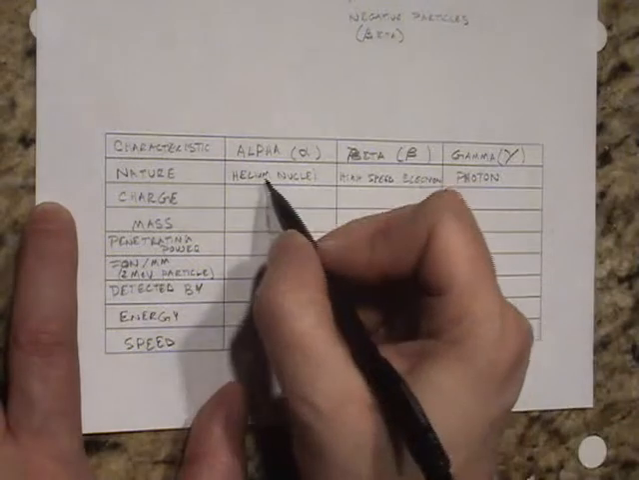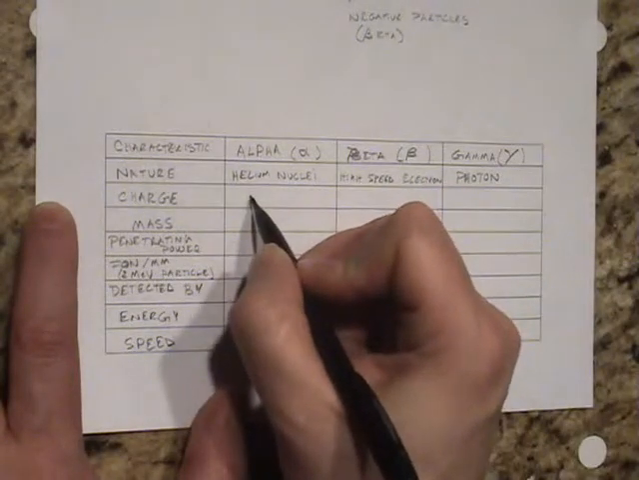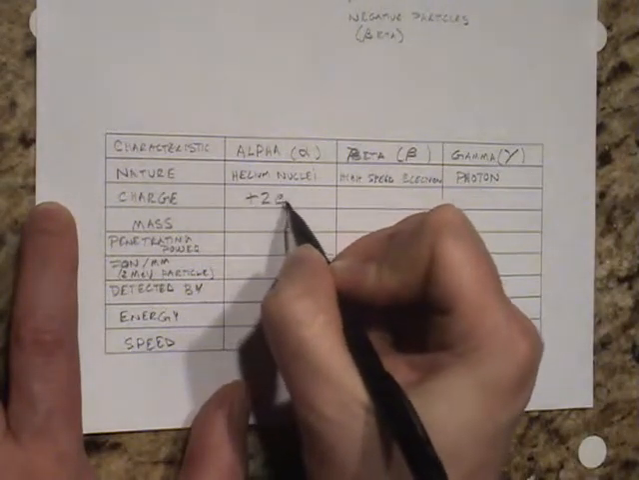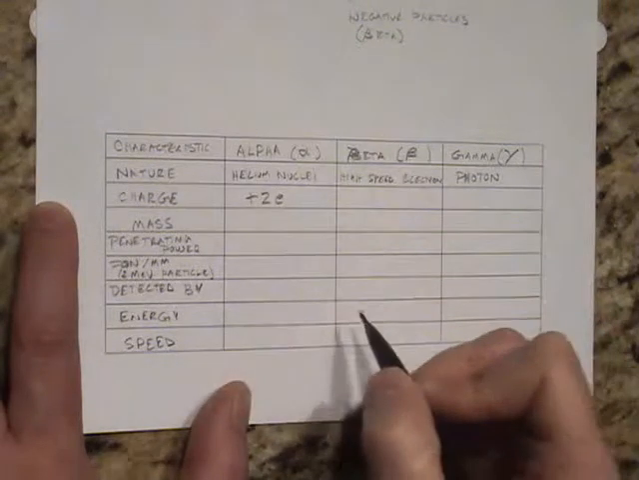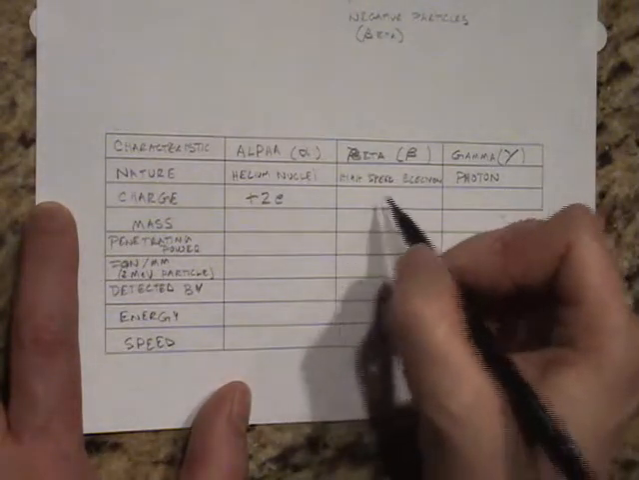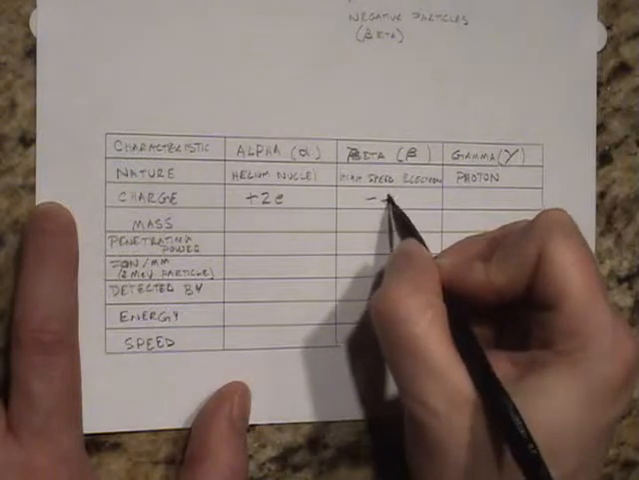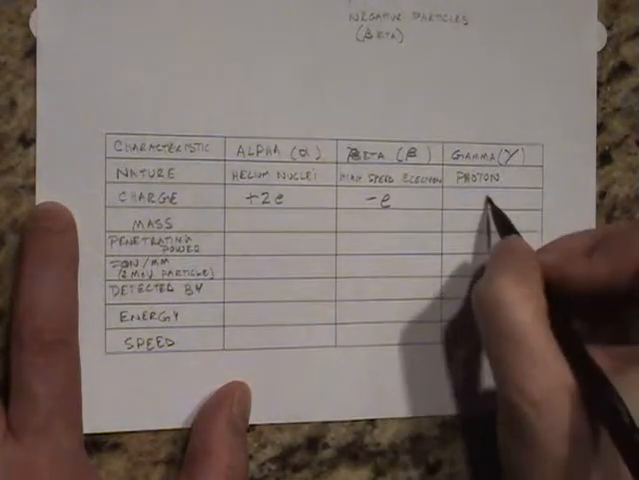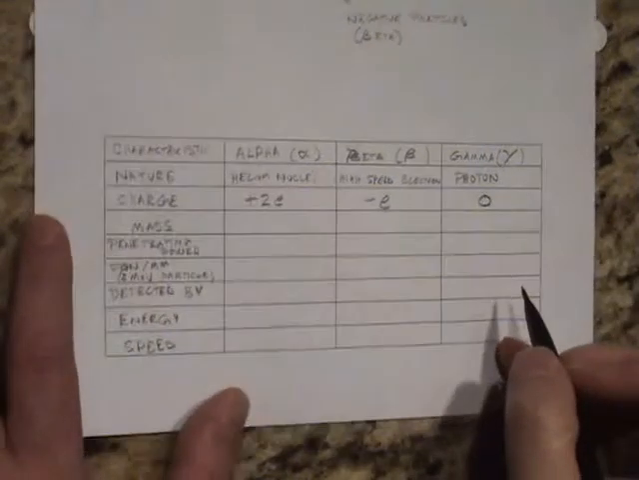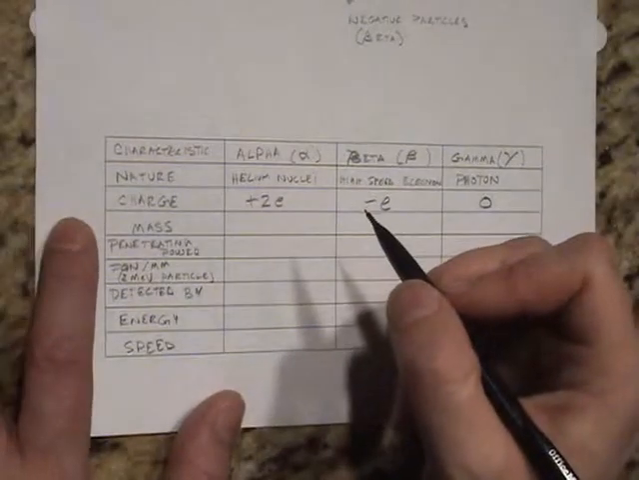So the charge for these, of course, for the helium nucleus, that would be a positive 2. E represents the fundamental charge, the symbol for the fundamental charge. In the case of the beta particle, it's simply the fundamental charge, but it's negative. And for the gamma particle, which is a photon of light, of course it has no charge at all.